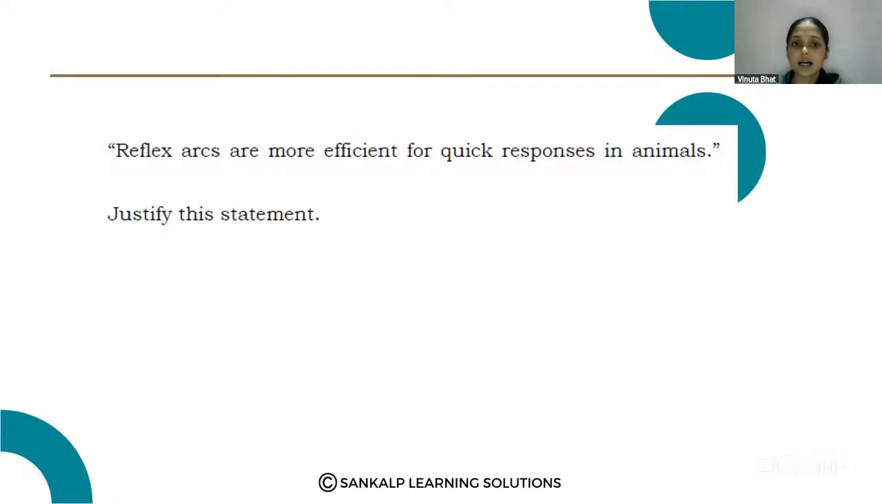Reflex arcs are more efficient for quick responses in animals. Justify this statement. Reflex actions give quick responses because the spinal cord is involved. The spinal cord sends the information to the muscles, and the responses are very quick.